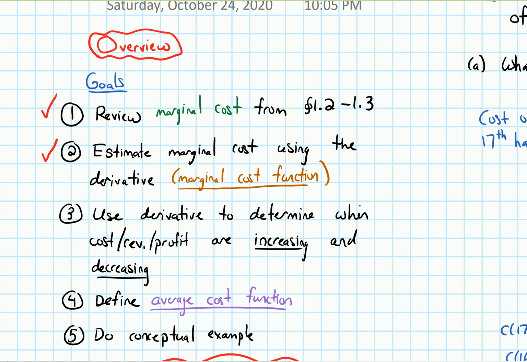So in terms of our goals for this section, we've now talked about how to use the derivative to determine when a function, like cost or revenue or profit, is increasing and when it's decreasing. In the next video, we'll define what the average cost function is.